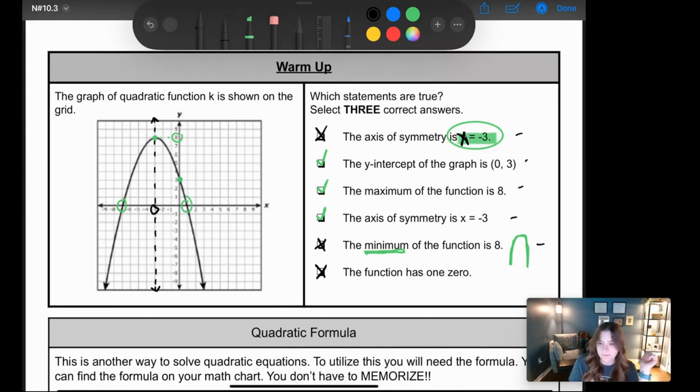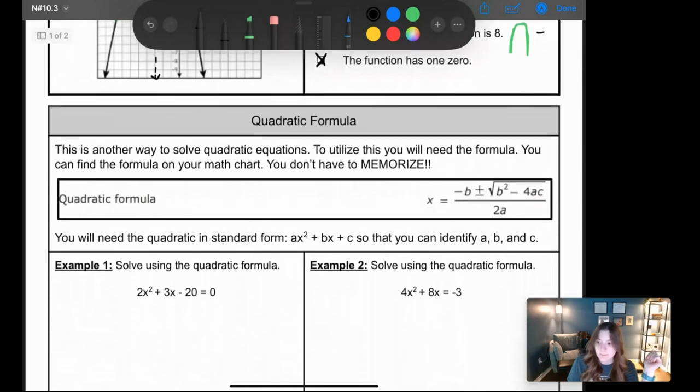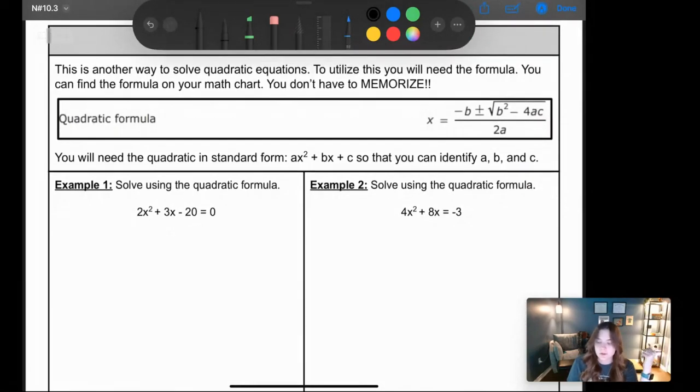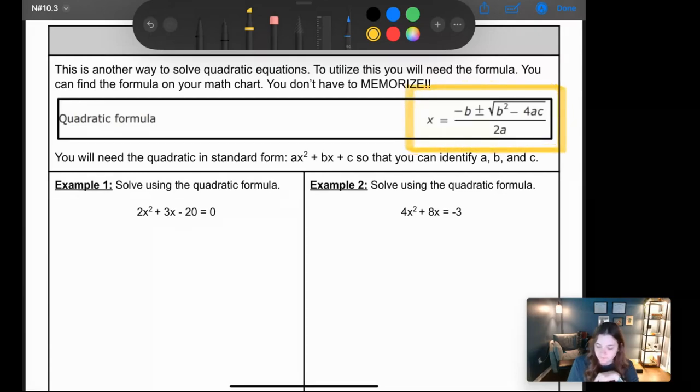points of a graph. All right, we're still talking about quadratics, but what we're going to do is use the quadratic formula. Now, we haven't done this yet, and this will be on your STAR chart, okay? When you take the STAR test, it will not be right here for you. It will be on the STAR chart, but that's okay because we'll be able to find it on there.